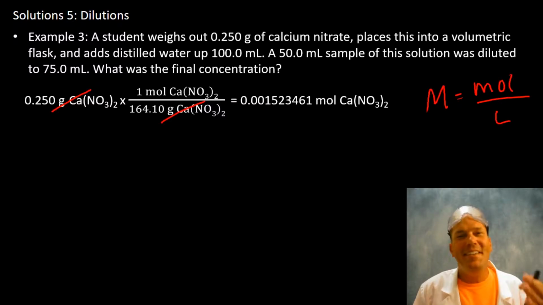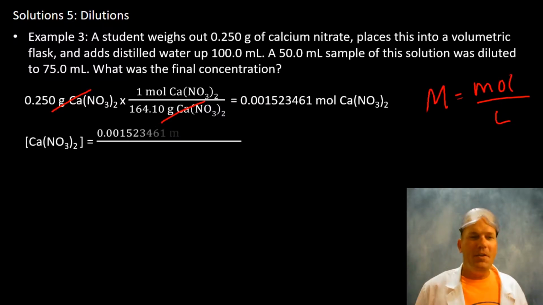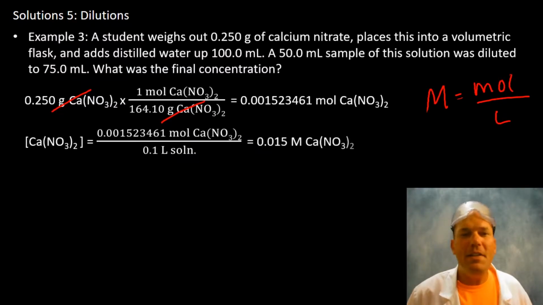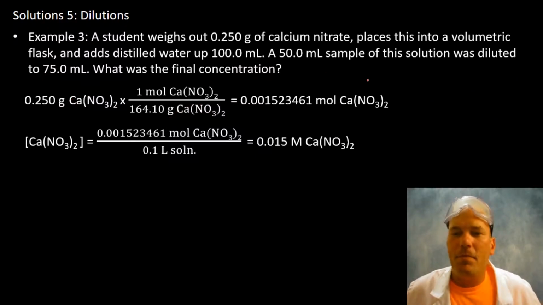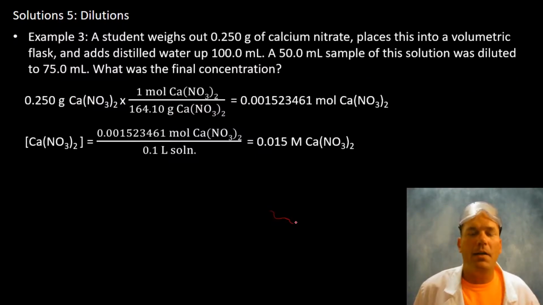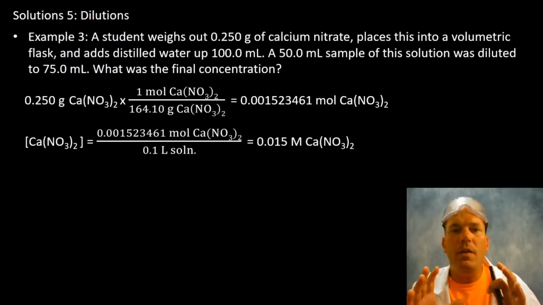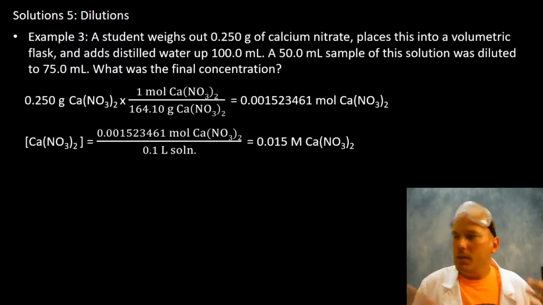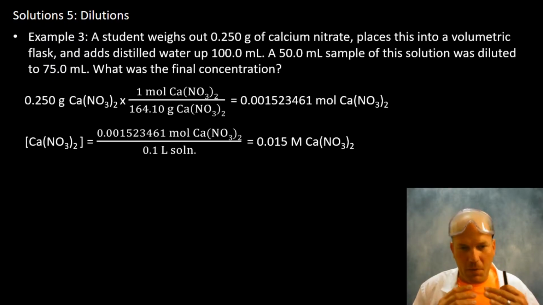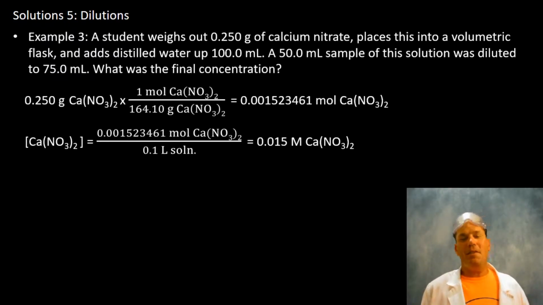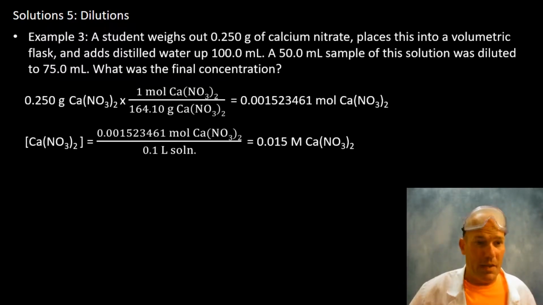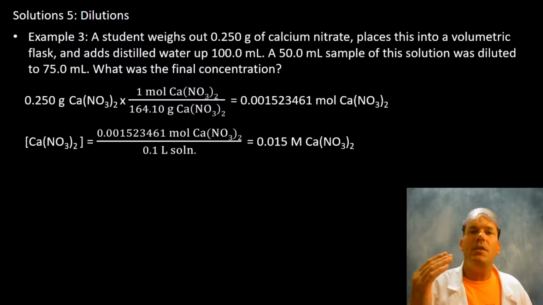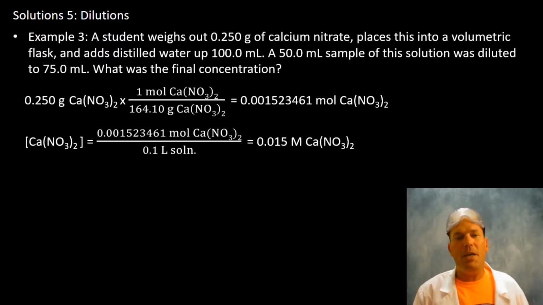Do we have a volume? Yes, we sure do. We know that there is 0.1 liters. Now, please understand, at some point, just bump the decimal in your head. It's 100 mils. That's a tenth of a liter. Bump it 3 to the left. So that's what I've done here to save time in this video. As you calculate this out, dividing moles by the liters, because that's what molarity is, you get a concentration of 0.015 molar calcium nitrate.